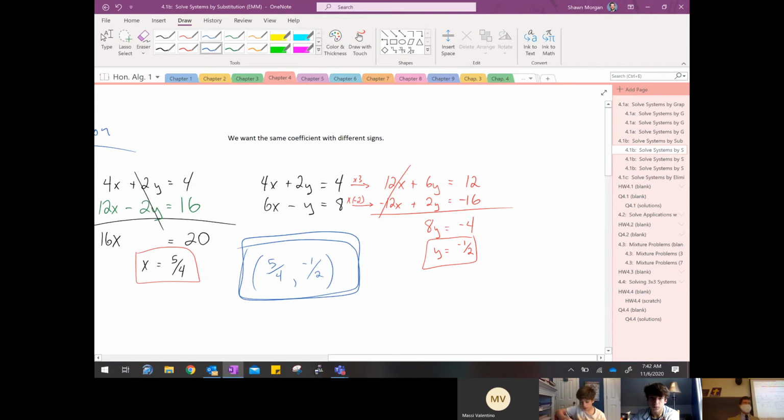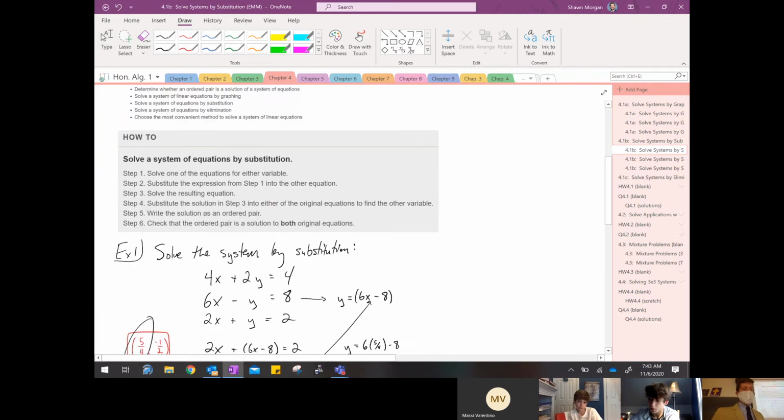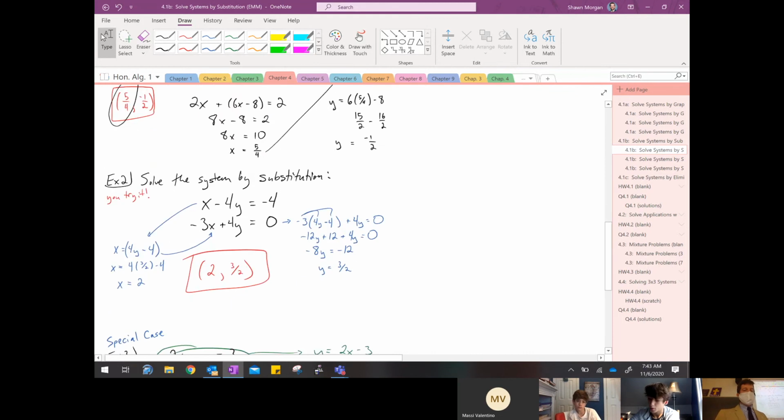I got to be honest with you guys. I'm a big fan of elimination. I like elimination more than substitution. Both of them will work every time. It's just something about elimination I find to be a little bit quicker. That's the same answer that we got over here. By the way, we've done this one correctly.